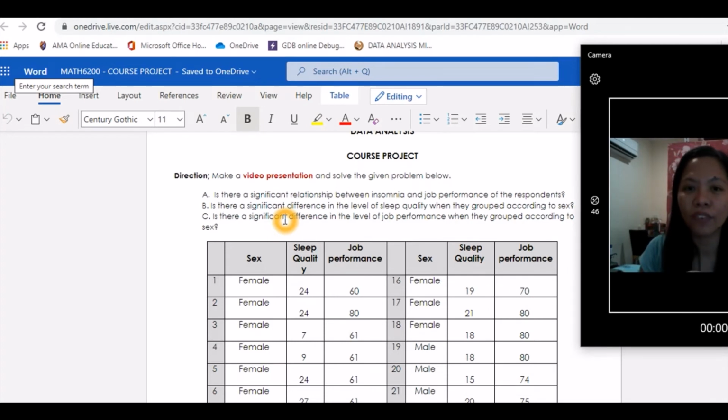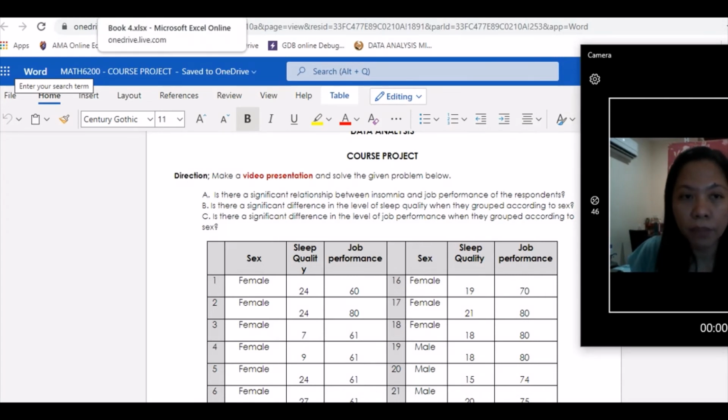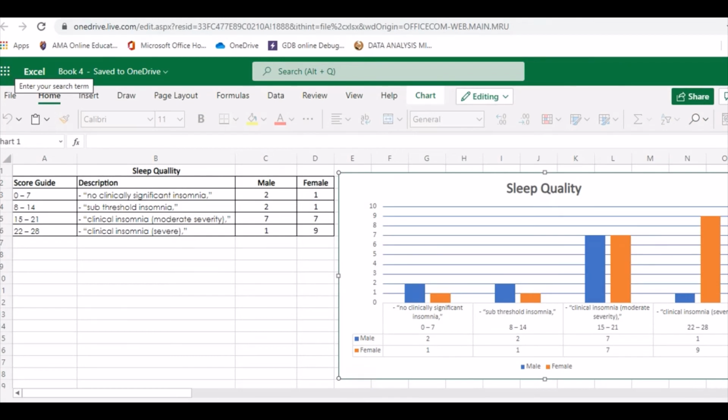So now I have just analyzed the job performance. Now I will be answering question letter B, which is: is there a significant difference in the level of sleep quality when grouped according to sex? The same as the job performance, I have also created a histogram based on the data given on the course project. Let me show the histogram.